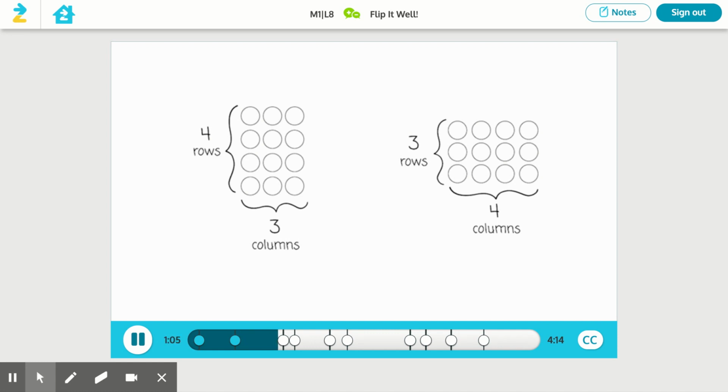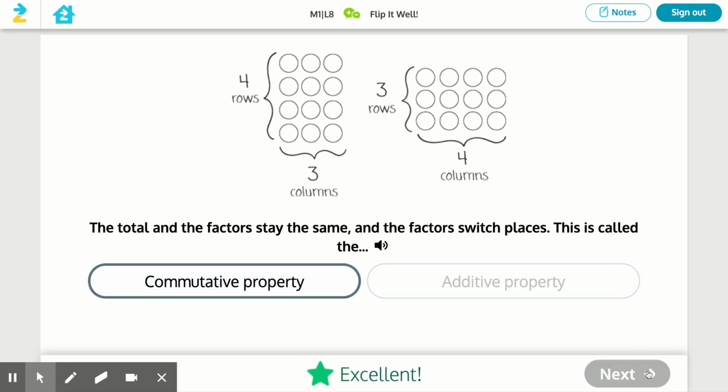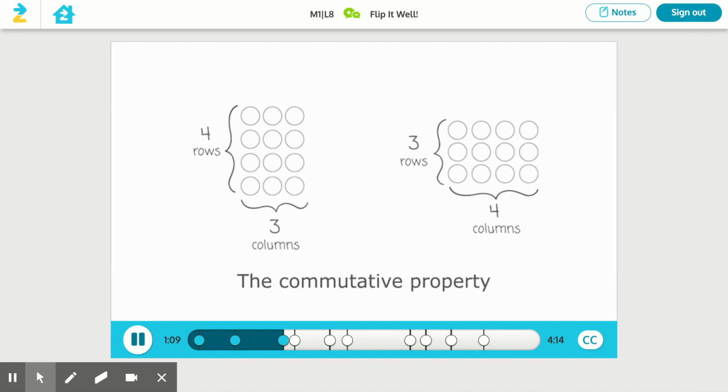Recently, we learned a special name for that. What's it called? Do you remember what the special name is when the factors switch places but the total stays the same? Is it the commutative property or the additive property? Please answer in your Nearpod at this time. When the total stays the same and the factors switch places, we call this the commutative property.